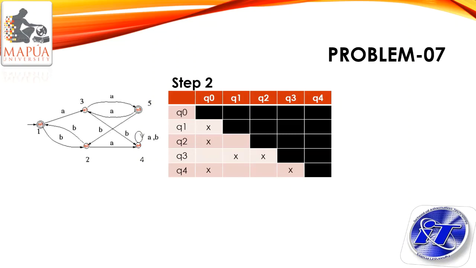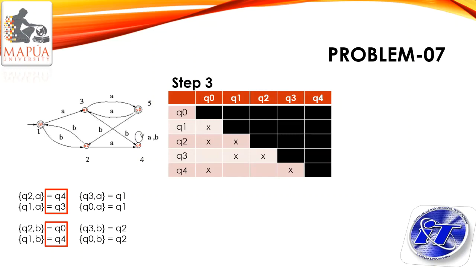So let's start with Q1, Q2. In Q1, Q2, okay, it will go to Q3, Q4 if it's A. Q3, Q4 is already been marked. So therefore, we're going to mark Q1, Q2. Let's proceed with Q3, Q0. In Q3 and Q0, it will go to Q1 for A. And if it's B, it will go to Q2. Both Q1 and Q2 are not marked, so therefore, no marking for Q3 and Q0.